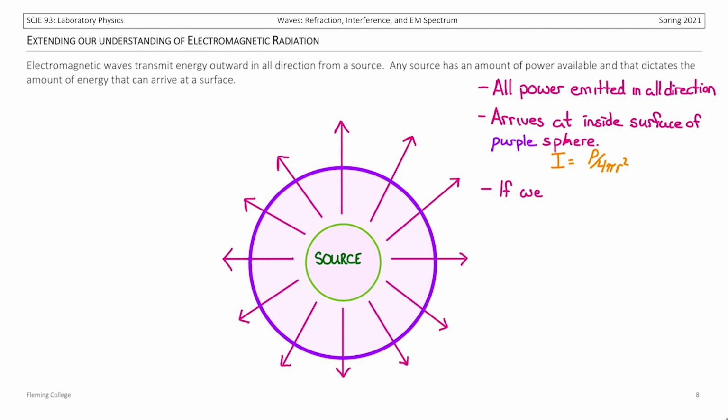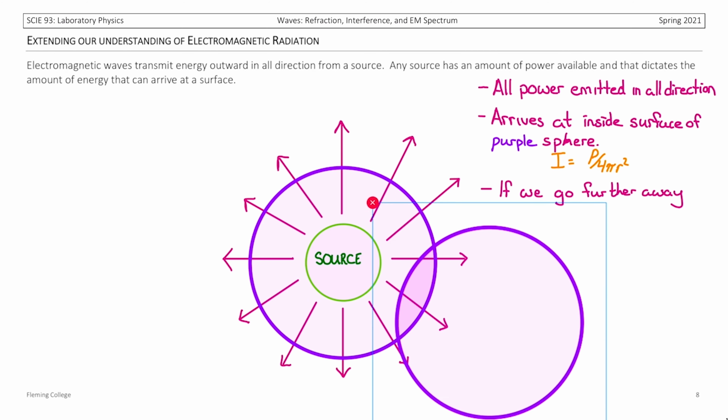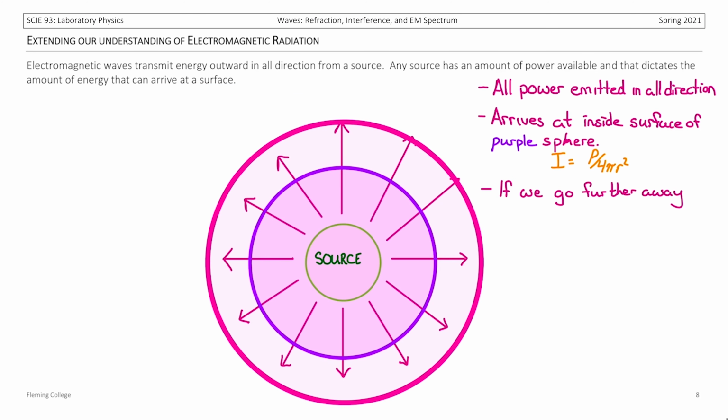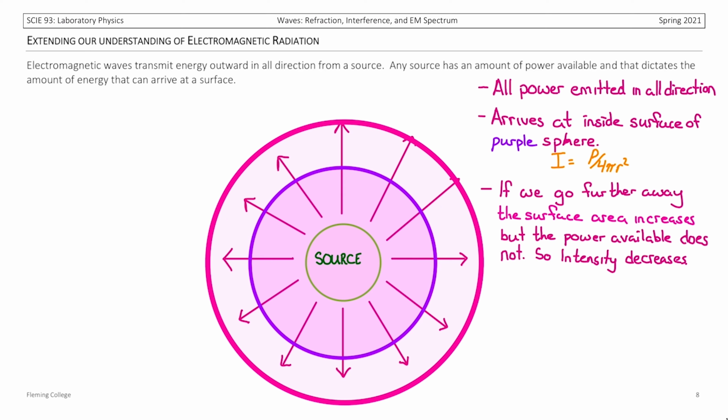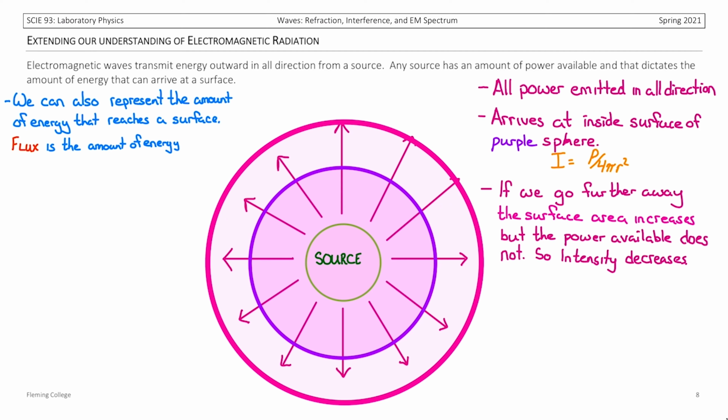If we go further away from the source, and here we'll draw this as a light pink surface, the power doesn't increase. So because the radius has increased, the surface area that the light lands on increases. So the intensity, which is the power per surface area, must decrease. We can also think about the amount of energy that reaches a surface based on the orientation of the surface. The way we talk about this is the term flux. This is the amount of energy reaching a surface dependent on the orientation.